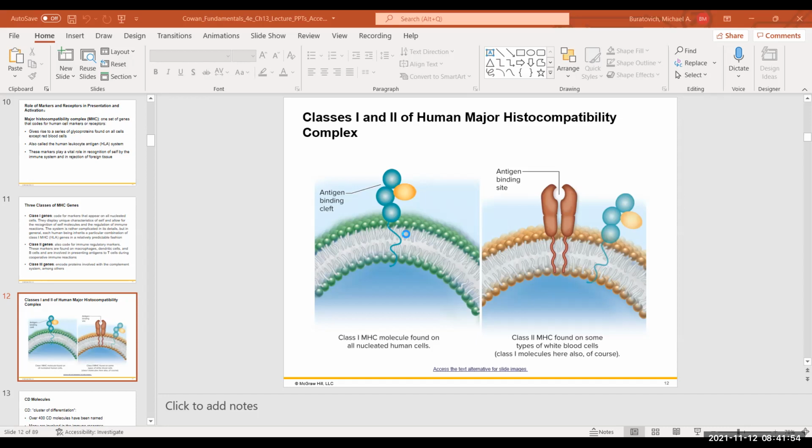All right, let's take our break, 5 minutes, and then we'll come back and talk about how these are used in your body to fight disease.